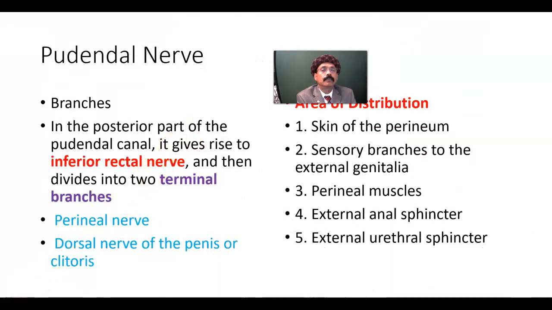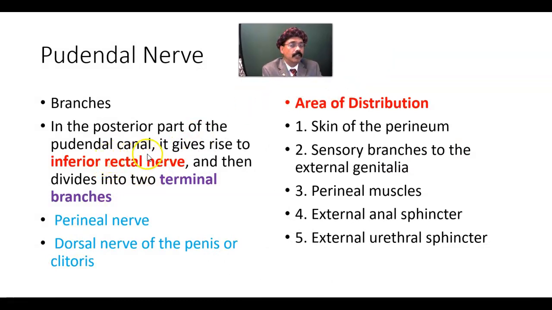Okay, so if you go to the pudendal nerve branches, in the posterior part of the pudendal canal, it gives rise to the inferior rectal nerve and then divides into two terminal branches. One is the perineal nerve, another one is the dorsal nerve of the penis or clitoris. So it has three branches: the inferior rectal nerve, and two terminal branches, the perineal nerve and the dorsal nerve of the penis or clitoris.